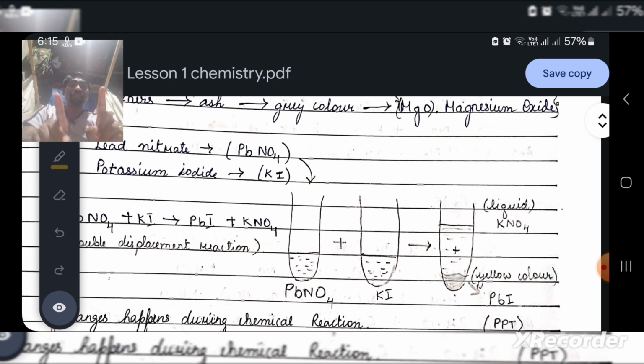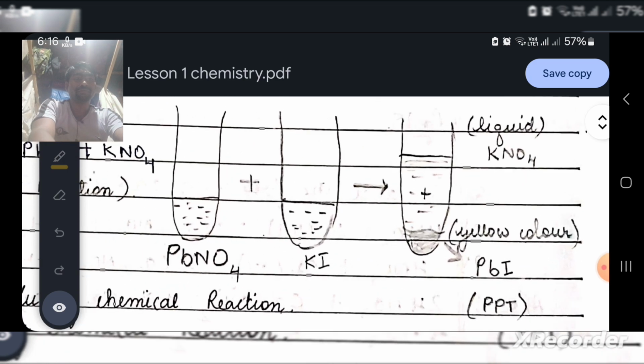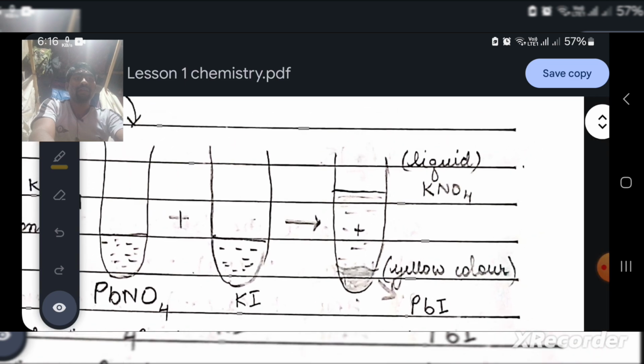Now, what is happening here? We have taken two reactants. One is lead nitrate, and another is potassium iodide. This one is test tube A. This one is test tube B. Now, what we'll do? We'll pour this one in test tube C, and this one also in test tube C. Means both are in test tube C, and they are reacting with each other. Now, what will happen here?